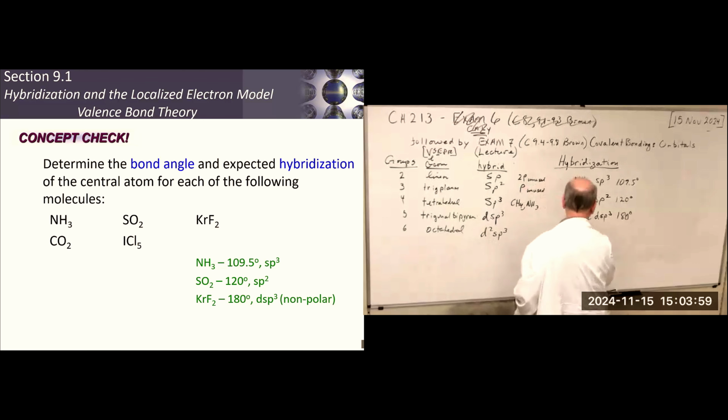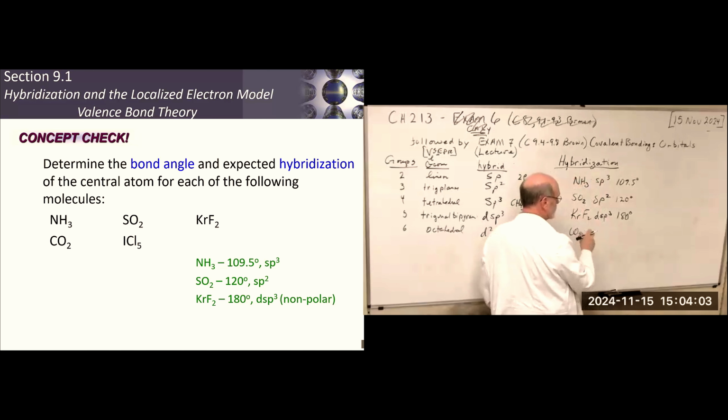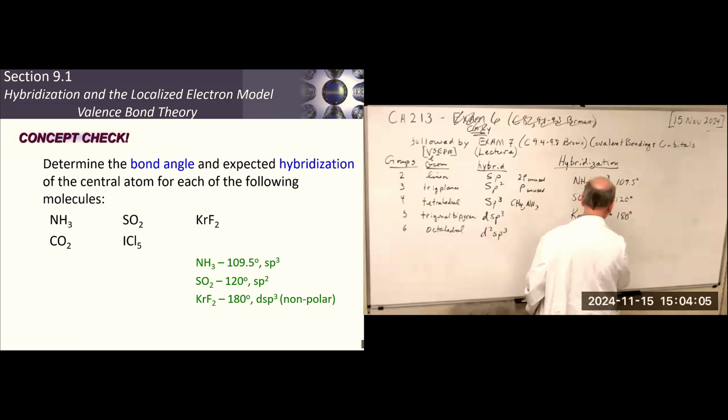CO2, we already did that one. All right, CO2 is carbon in the middle with only 2 groups, sp hybridized, and the bond angle is 180 degrees.